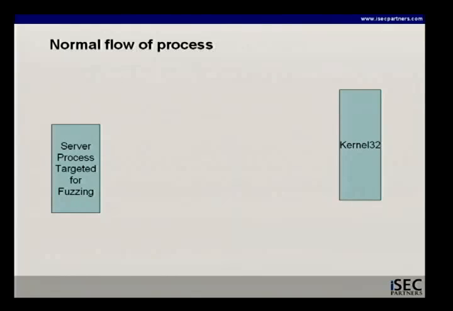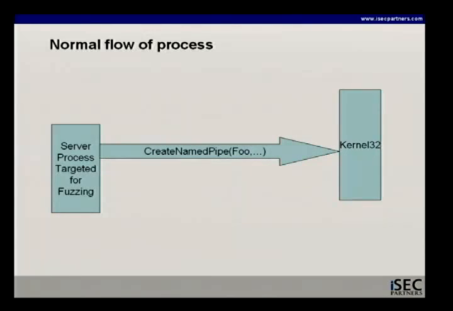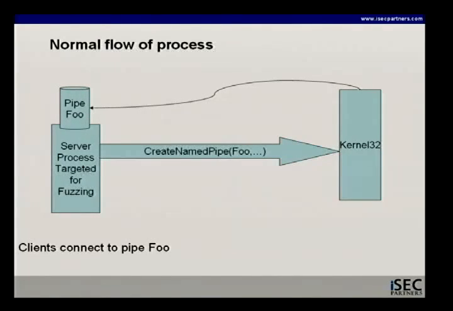So the normal flow is you have a server, and the server wants to create a named pipe to let clients connect up to it. So it says to kernel32, hey, I'd like to create a named pipe, and the pipe's name is foo, and the kernel says, sure, here you go, and it gives it a named pipe. And then the client connects to the pipe, and everyone's happy.